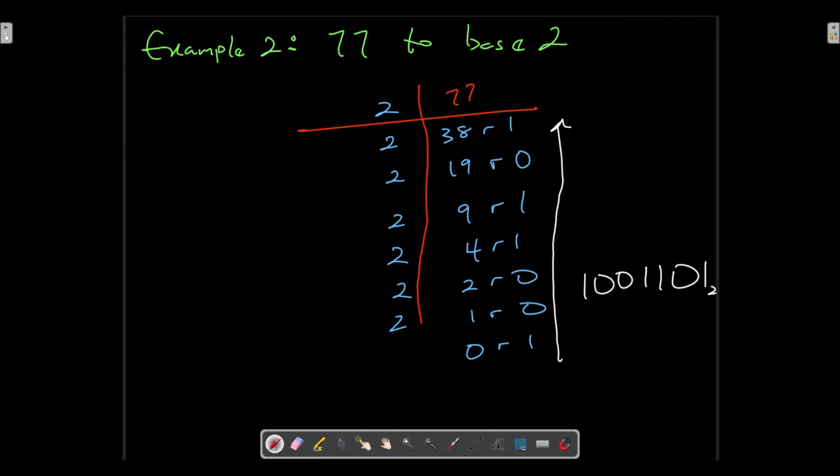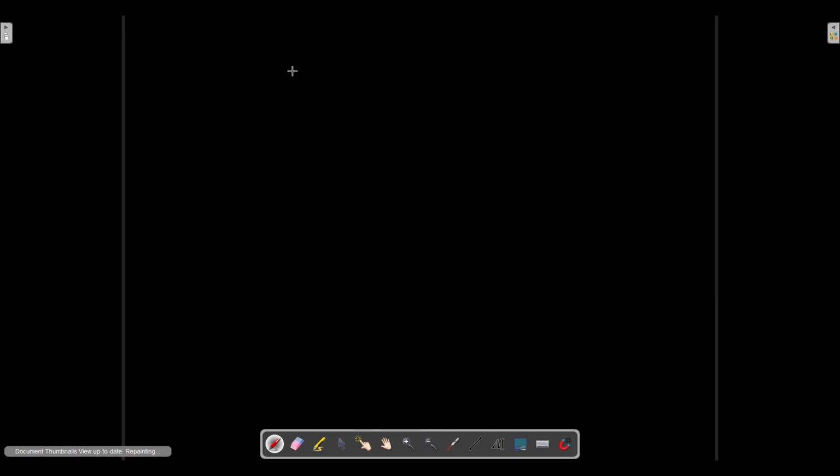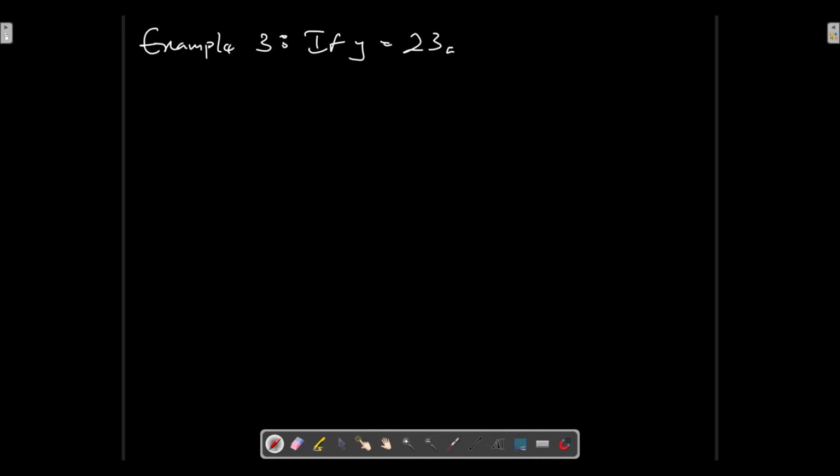Usually, we cannot convert from one base to another base without going through base 10. How do I mean? Take, for example, we cannot convert from base 2 to base 3 without going through base 10. I'm going to give an example on that. Example 3. It says, if y is equal to 23 base 5 plus 101 base 3, we have to find y, leaving our answer in base 2.